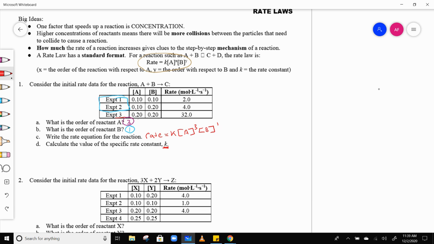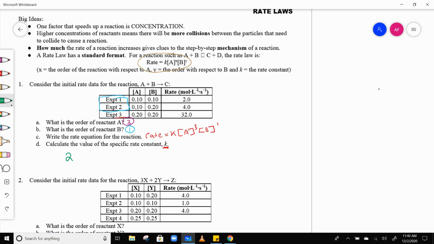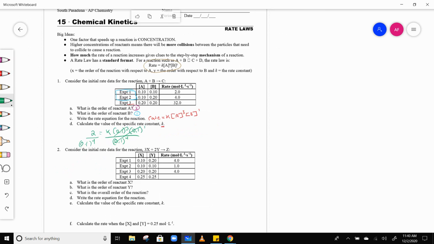So if we want to calculate the value of K, we can just plug all the values into any one of these experiments. It doesn't matter which one. So we can pick experiment number 1. So the rate equals 2. I'll pick a different color here. So 2 equals K times the concentration of A, which is 0.1, to the third power, times the concentration of B, which is 0.1, to the first. Okay, and then we divide both sides by 0.1 to the fourth, because that's essentially what this is, right? The third times the first is the fourth. That cancels this, and then divide this by 0.1 to the fourth. Okay, and you'll get K, the numerical value of K.